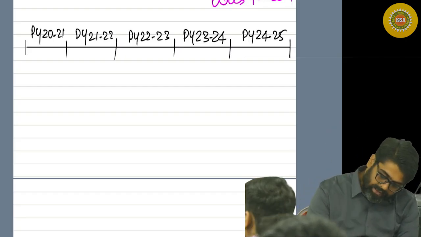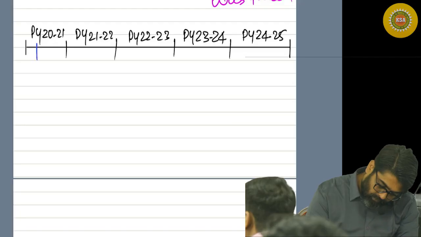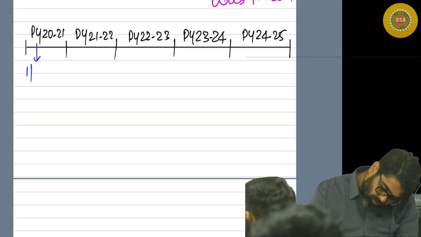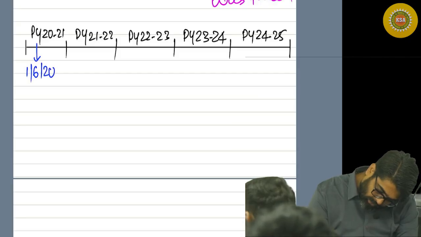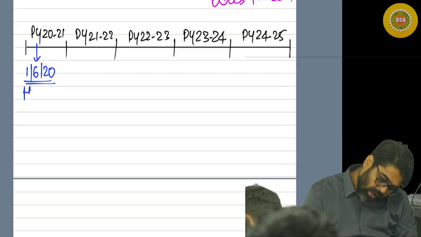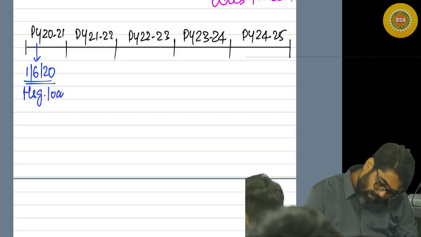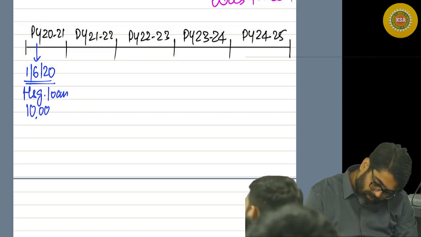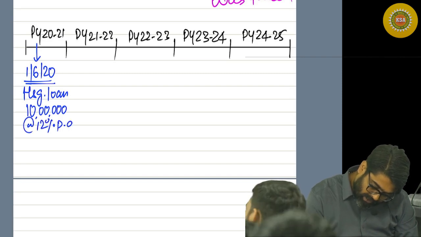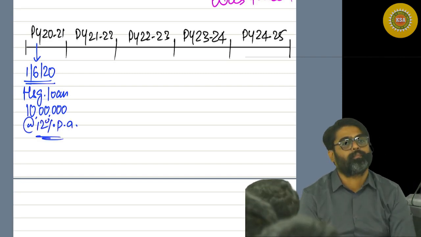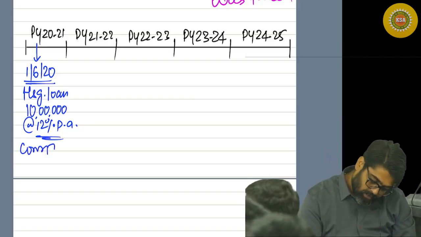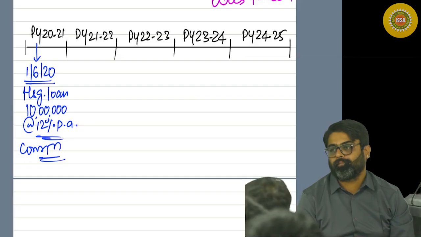In the year 2021, on 1st of June 2020, a housing loan of rupees 10 lakh at the rate of 12% per annum interest was taken for the purpose of construction of the property.